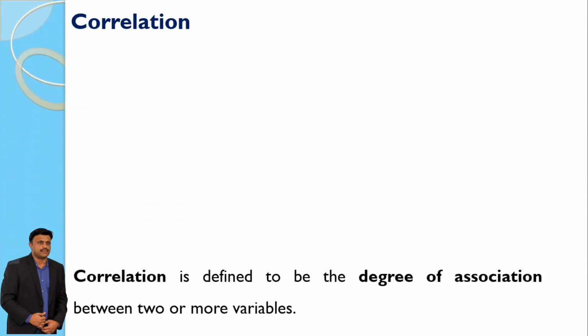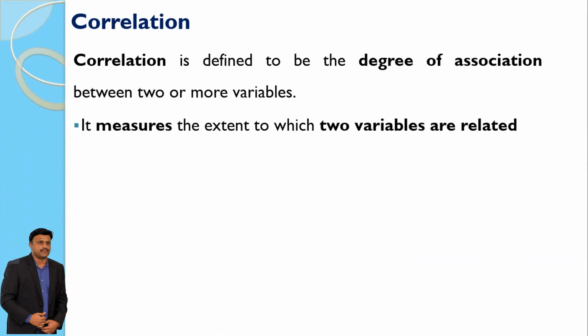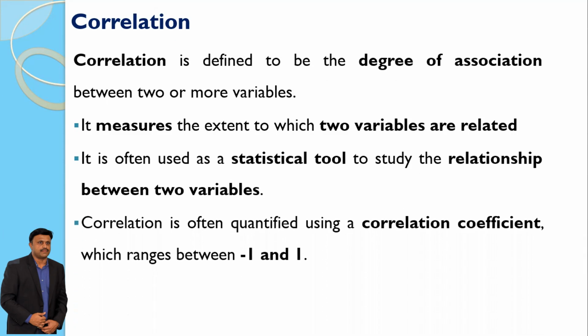Correlation measures the degree of association between two or more variables. It's a statistical tool used to study relationships and is quantified using a correlation coefficient ranging between -1 and 1.